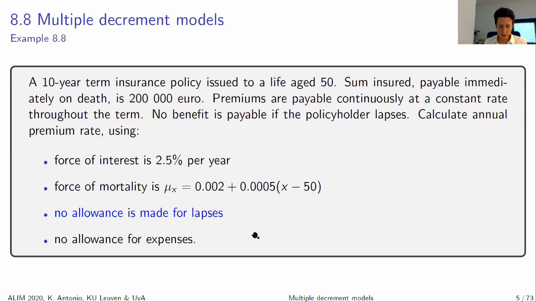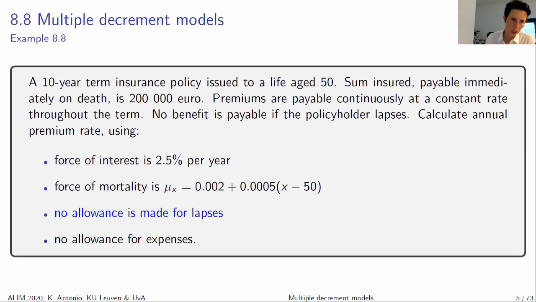So we've got an example here to practice a little bit with this setting. So let's do that together. We start with a 10-year term insurance policy that is issued to a life age 50. We've got a sum insured that is payable immediately on death. That's 200,000 euro. We've got premiums which are payable continuously at a constant rate throughout the term. There's no benefit if the policyholder lapses, and we need to calculate the annual premium rate.